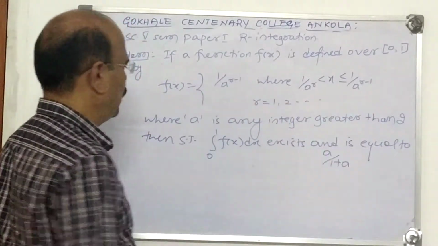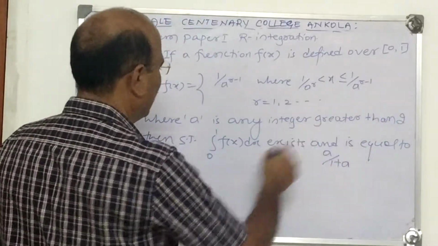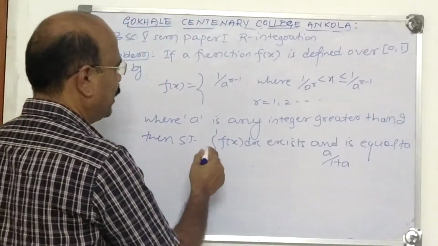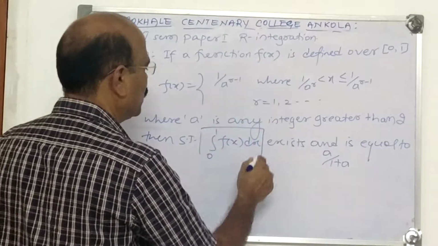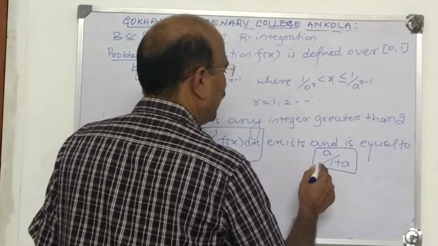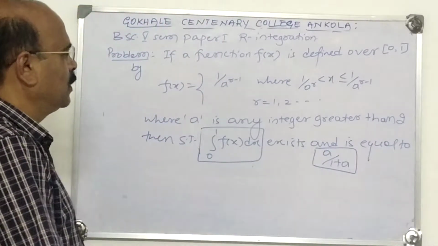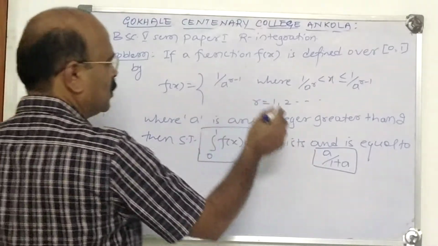What are the values of r? 1, 2, etc. What is a? Greater than 2, an integer greater than 2. Then show that the integral from 0 to 1 of f(x) dx exists, first part, and is equal to a by 1 plus a. Two parts are there. So the function is defined like this.